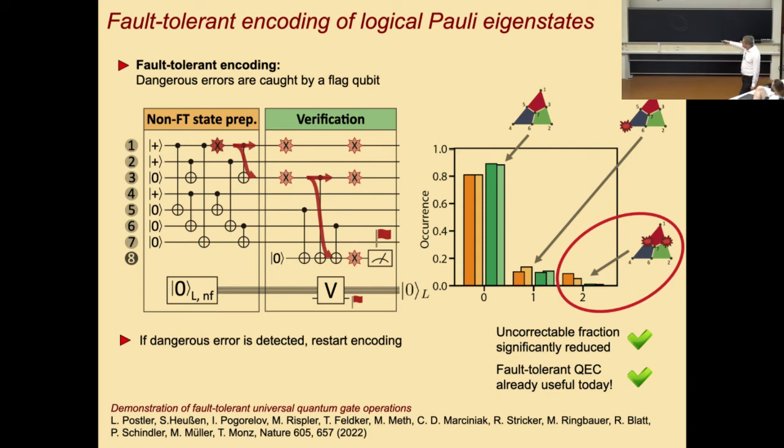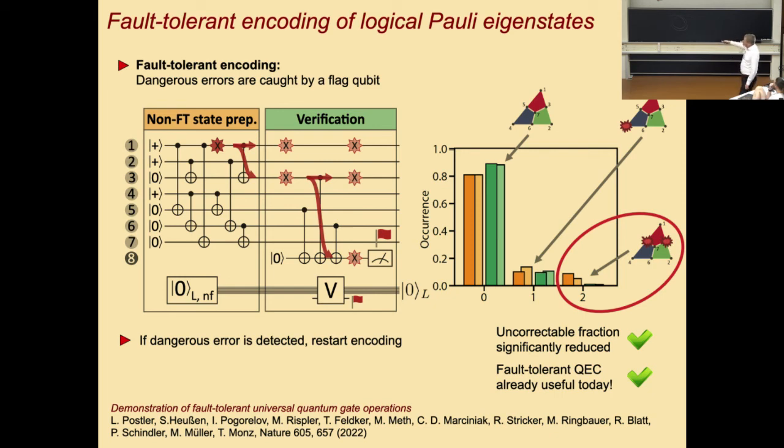And then you see that there are some components where you have single bit flips. That would be something that's okay, that's correctable. But you also see that there's a substantial fraction of weight-2 bit flips that would directly lead to a logical failure. And now adding this verification circuit, you see that you extremely suppress this occurrence of weight-2 errors.